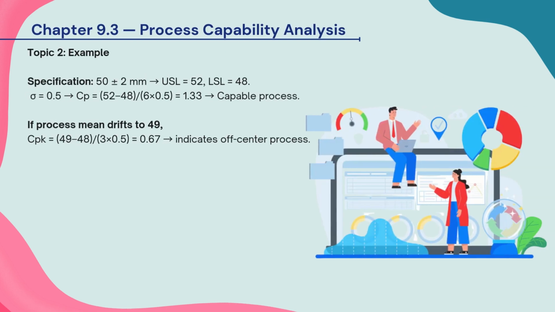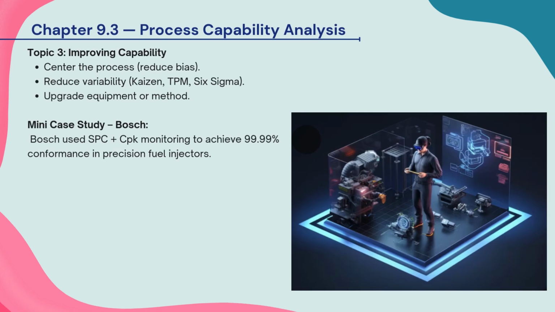This example shows how to evaluate process capability. With a specification of 500 mm and sigma equals 0.5, the Cp value is 1.33, meaning the process is capable. But if the process mean shifts to 499, the Cpk drops to 0.67, indicating the process is off-center and no longer consistently meeting specifications. This slide explains how to improve process capability.